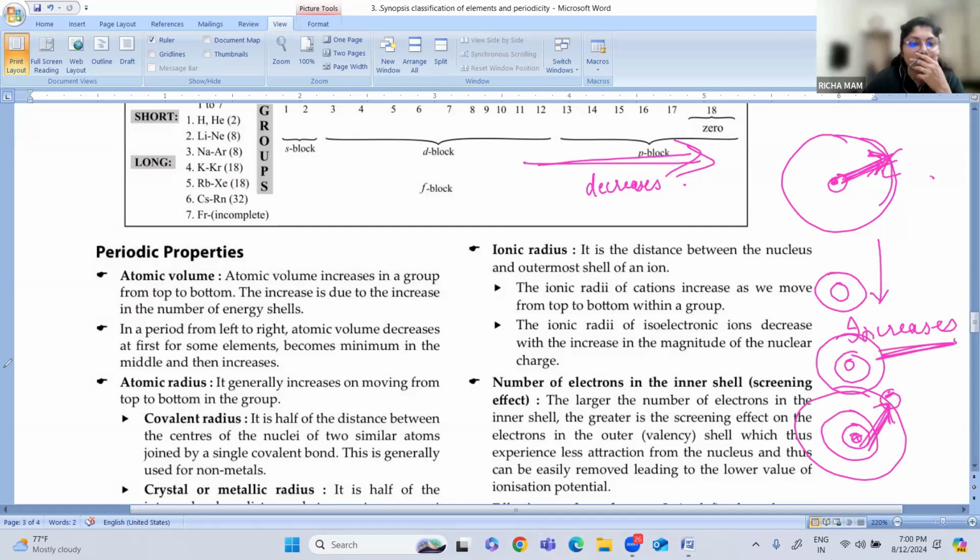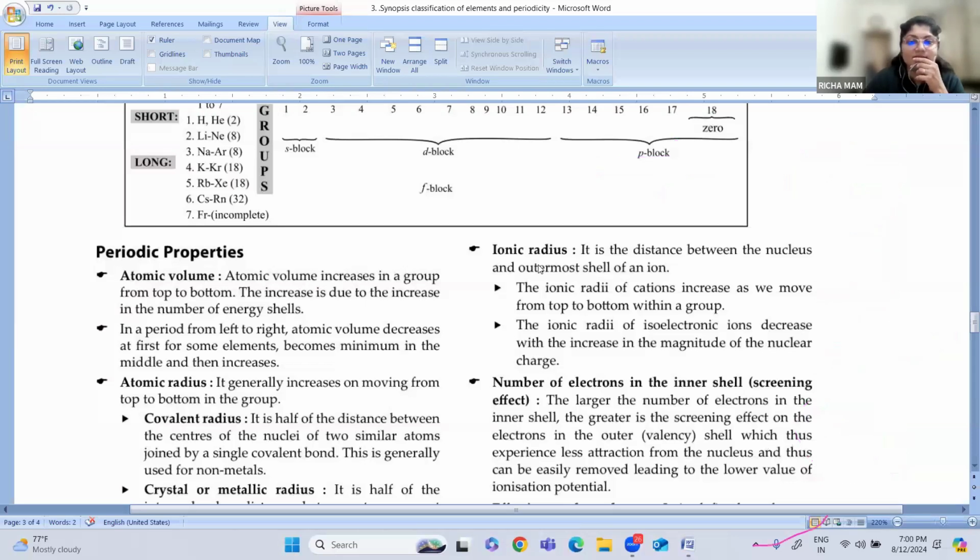So these are some of the important points. Based on this, let us now solve some questions. The remaining properties we will see as the questions come. Fine, so let us start with the questions now.